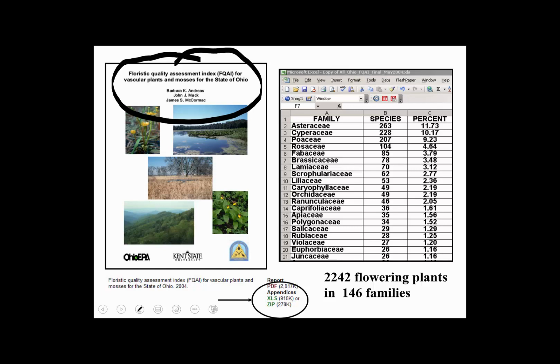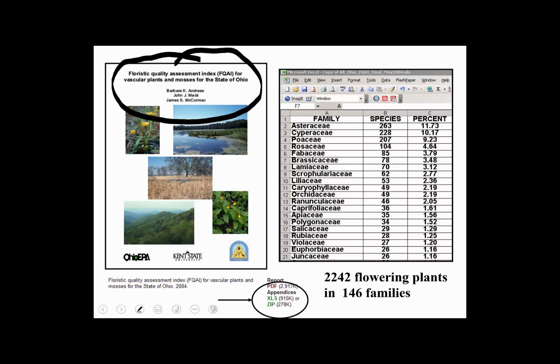So this document and tool was developed by 3 prominent biologists, Barbara Andreas, John Mack, and Jim McCormick, all of whom are friends of mine. Well, Facebook friends anyway. One of them was an actual friend, and Barbara Andreas.